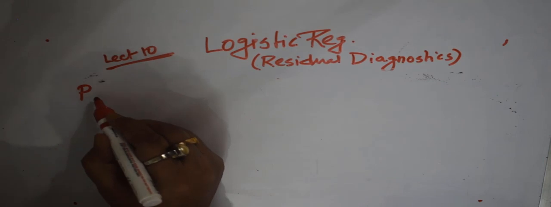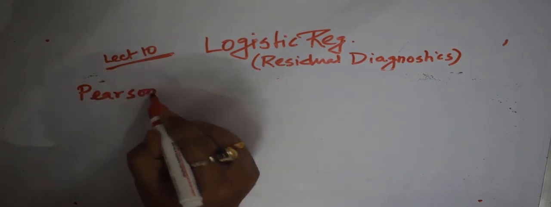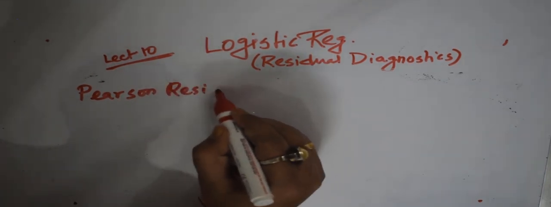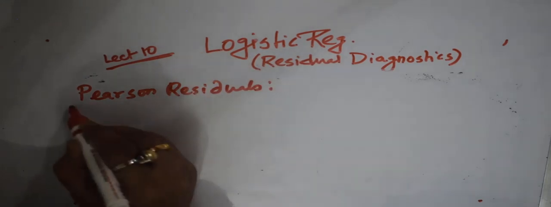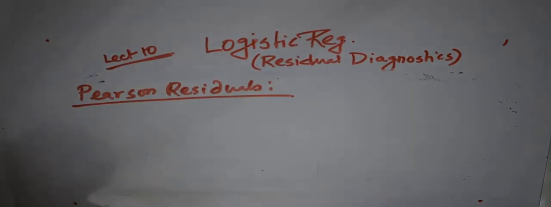Next, Pearson residuals. A popular alternative to simple residuals are the Pearson residuals, which are so named because they give the contribution of each observation to the Pearson chi-square goodness of fit statistic.